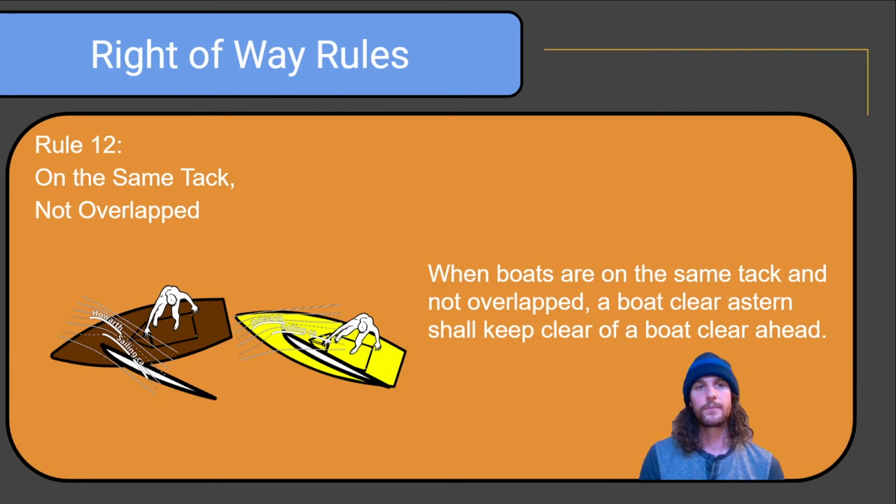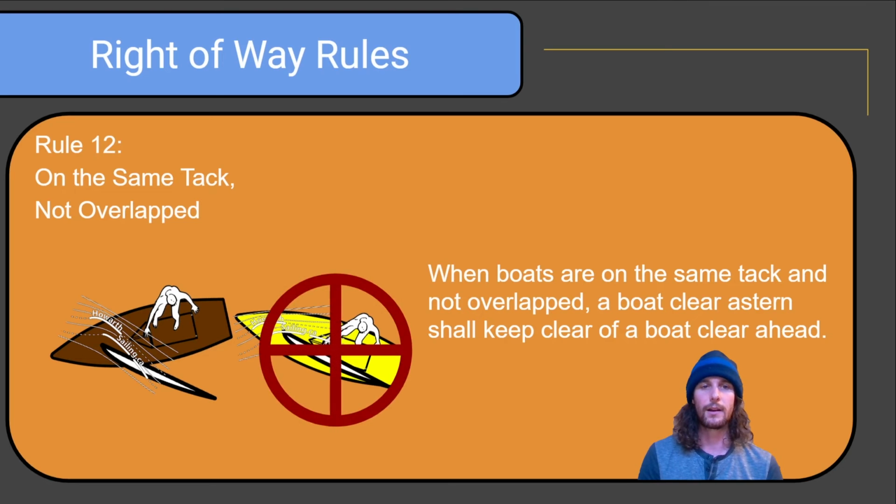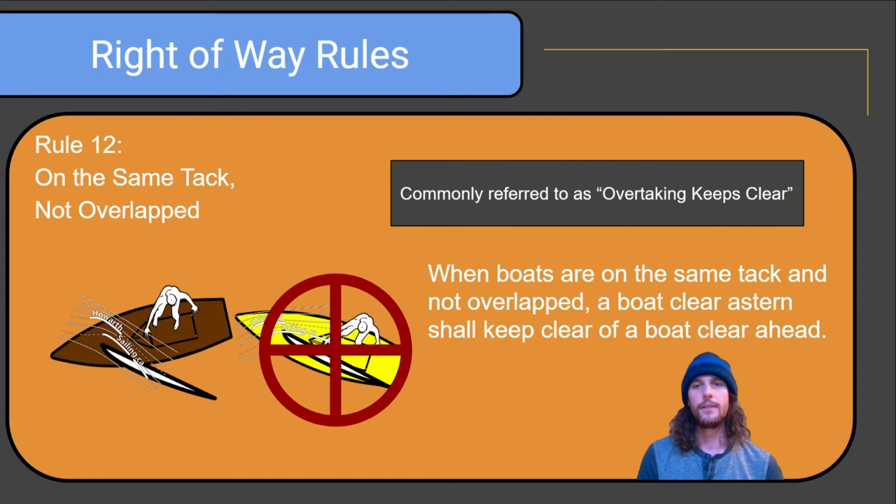Rule 12, on the same tack, not overlapped. When boats are on the same tack and not overlapped, a boat clear astern shall keep clear of a boat clear ahead. What that means is that in this situation between the brown and the yellow, the yellow boat needs to keep clear so that she does not make contact with the brown boat. This is commonly referred to as overtaking boat keeps clear.